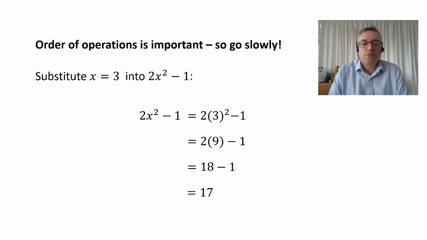And many students will make an error with that one. They'll multiply the 2 by the 3 first, get 6, do 6 squared is 36, subtract 1 is 35. So if you've got 35, you've done the order of operations incorrectly. A very easy error to make for beginning students.